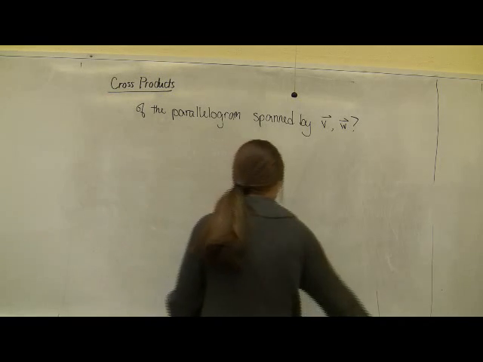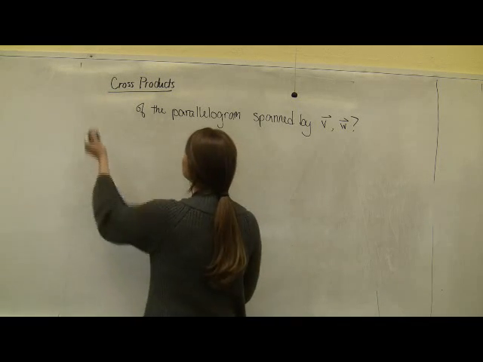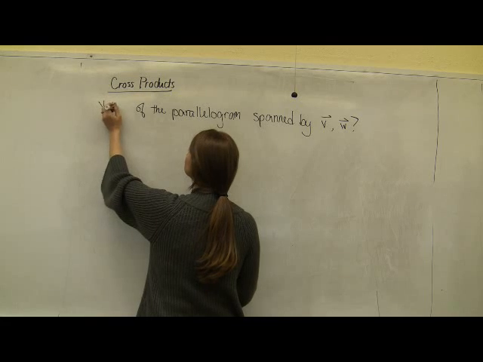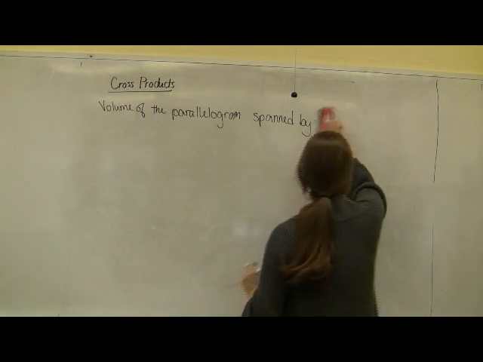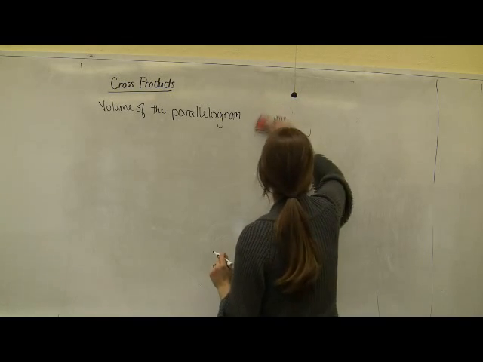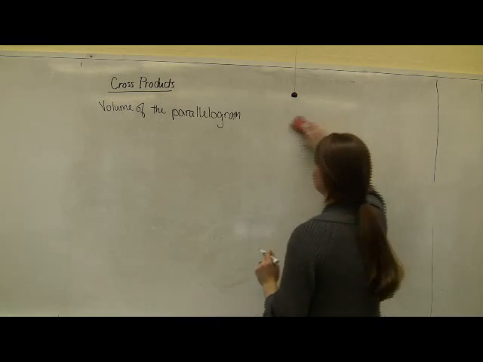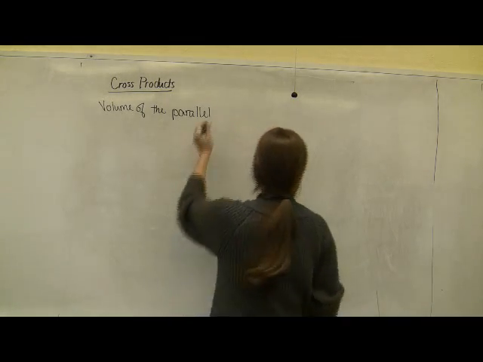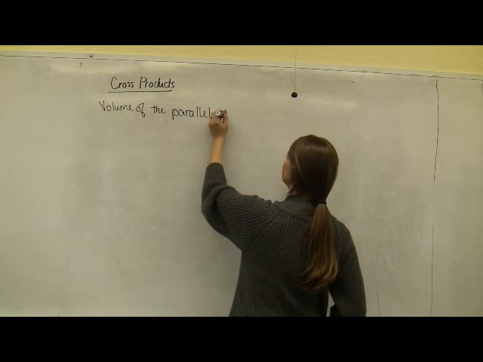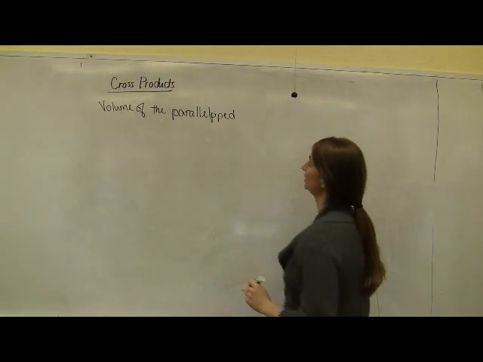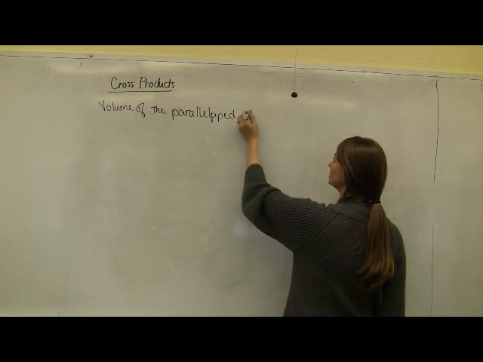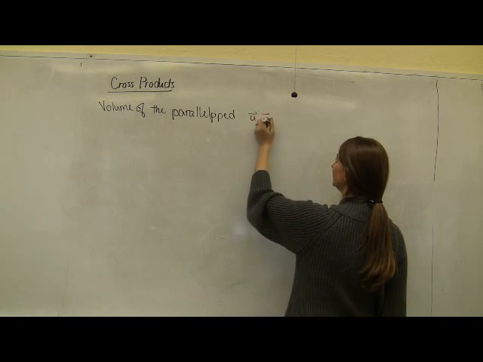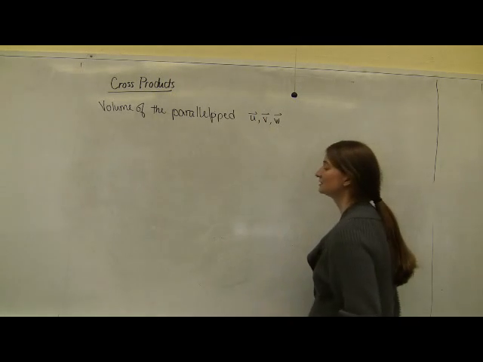We're going to look at the volume of a parallelepiped. Parallelogram is something that you've heard before from elementary school math. Parallelepiped is probably something that you haven't heard of. So the volume of a parallelepiped is spanned by vectors u, v, and w. What does this look like?